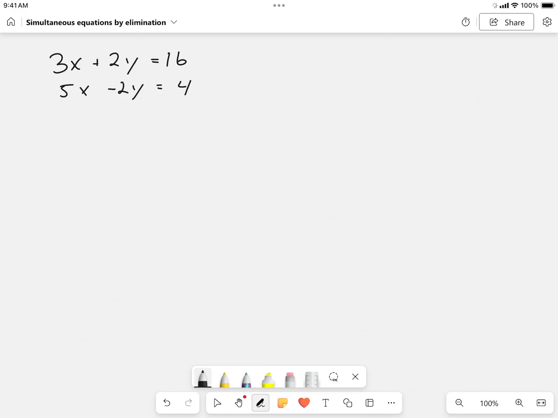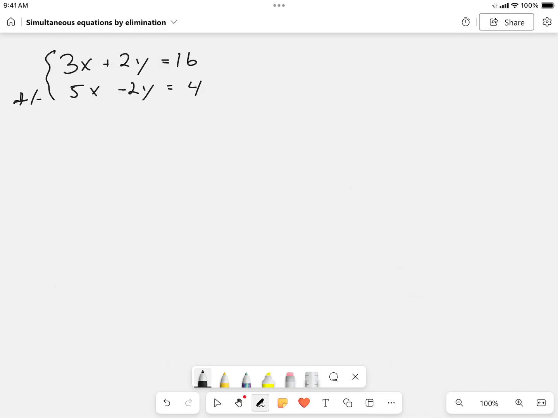So what we have here in front of us is two equations, 3x plus 2y equals 16 and 5x minus 2y is equal to 4. So in elimination, what we're doing is basically, can we add or subtract these two equations together to end up with another equation? That sounds maybe a little weird. I mean, the first time I heard that, I thought, that doesn't make sense. But what we're looking for is we want to eliminate the x or the y.